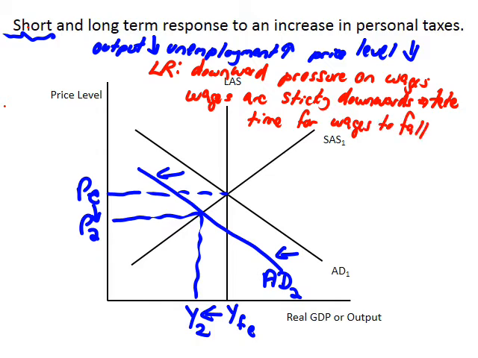But with wages falling, the cost of production decreases, so our SAS curve will shift to the right. And we will have a new equilibrium in the long run. So our new equilibrium is here. We are back again at potential GDP in terms of output. The price level in this case has fallen, and we are back to a long-run equilibrium.